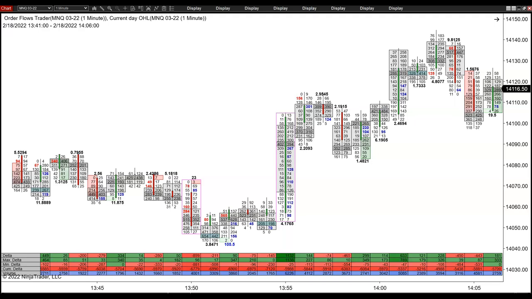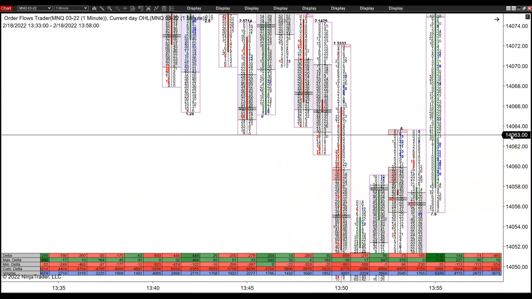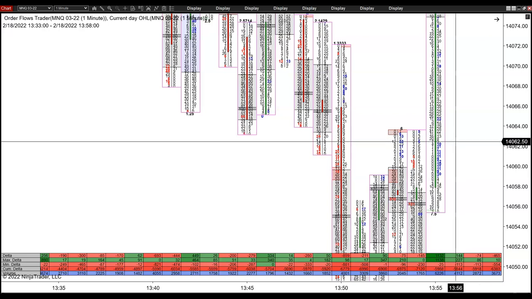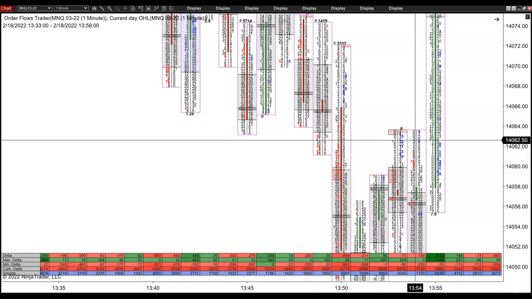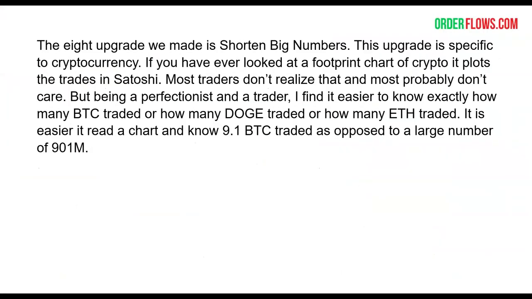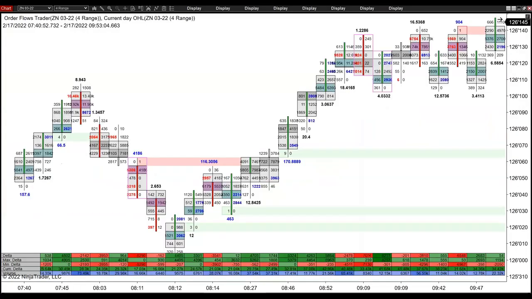If you don't have it turned on, your chart's going to look like this, right? Especially on crypto. It'll say, where's Bitcoin trading right now? 38, whatever, 900. But it's actually trading 38,900 spot. Then you get 8647327, so it's just very messy. It's easier, right? It's shortening big numbers. It was specific to cryptocurrency, but you're going to use it in all the other contracts. I have it turned on for all my stuff.